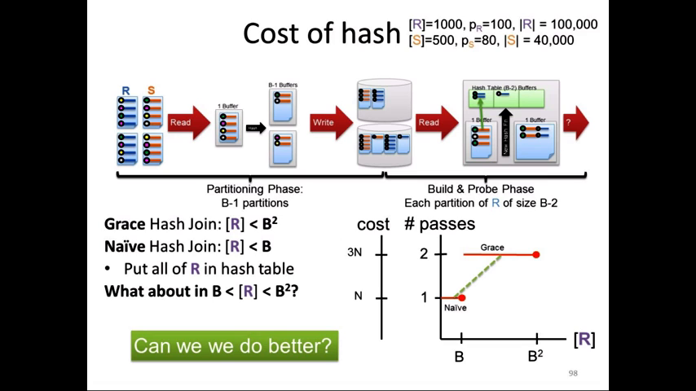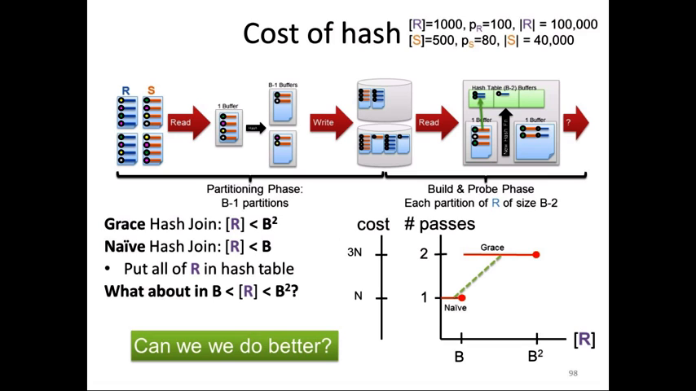Because for now, basically the situation is the following. If R is at most B, we can get away with just naive hash, so one pass. If R is between B and B square, we have to use Grace hash. And so we have a complexity jump, or a cost jump, between one and two passes.